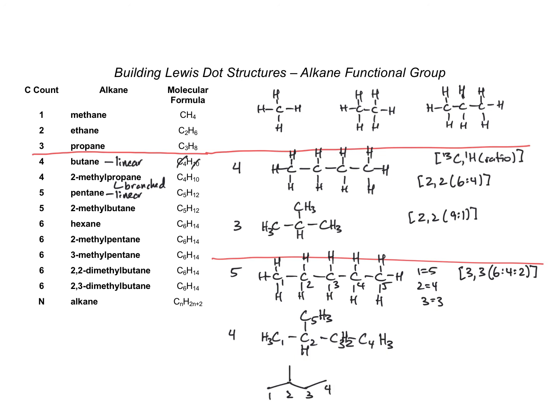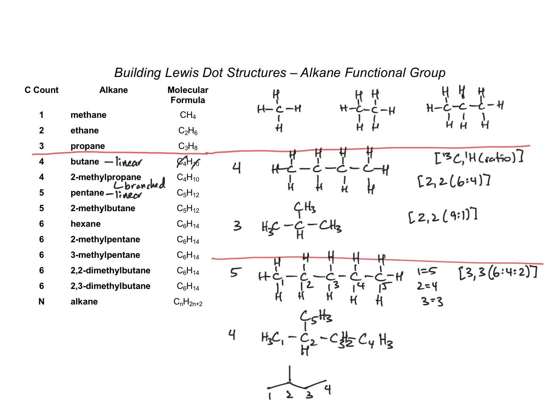So we can see here's our longest chain, 1, 2, 3, 4, 1, 2, 3, 4. And all I've done is make the hydrogen atoms implicit. You see the 1 bond here, that means there's 3 hydrogen atoms. You see 1, 2, 3 bonds, there's 1 hydrogen atom. 1, 2 bonds, there's 2 hydrogen atoms. 1 bond, there's 3 hydrogen atoms.